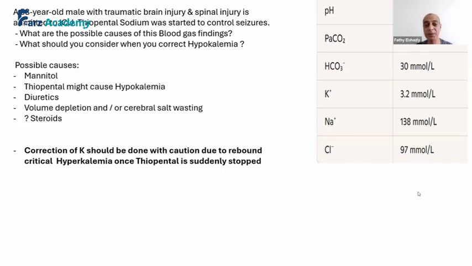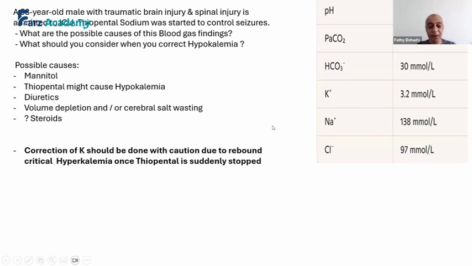So the possible causes of this metabolic alkalosis and hypokalemia: mannitol, osmotic diuresis. We have given osmotic diuresis to the patient. Thiopentone itself might cause hypokalemia as well. We might have given diuretics to this patient for any reason. Steroids, because he has got a spinal injury. He might have some sort of metabolic alkalosis as well, volume depletion and cerebral salt wasting. All of this can cause metabolic alkalosis and can cause hypokalemia.